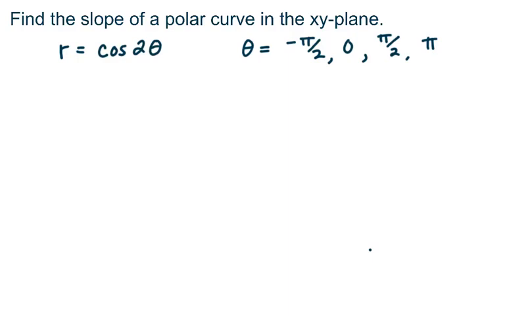Here, we're going to find the slope of a polar curve in the xy plane. In this situation, we're dealing with the graph of r equals cosine 2 theta, and this graph represents what we call in the polar community a rose. We're given some theta values: negative pi over 2, 0, pi over 2, and pi. So calculating the slope means we're basically dealing with a derivative situation.